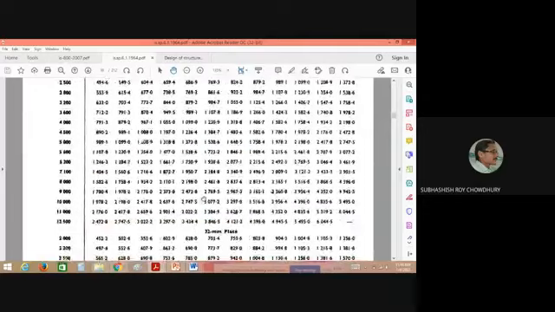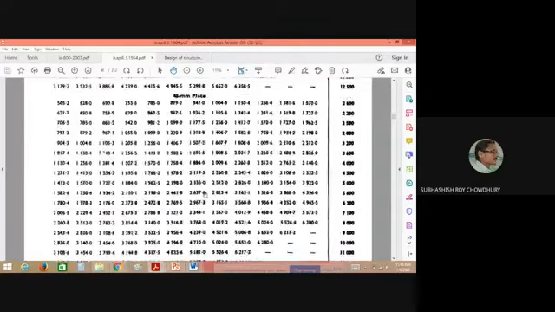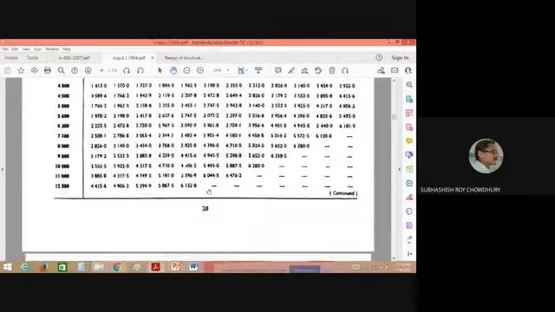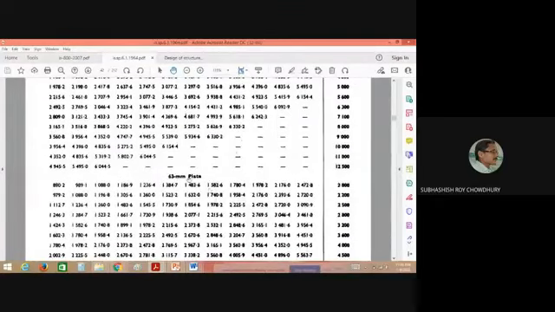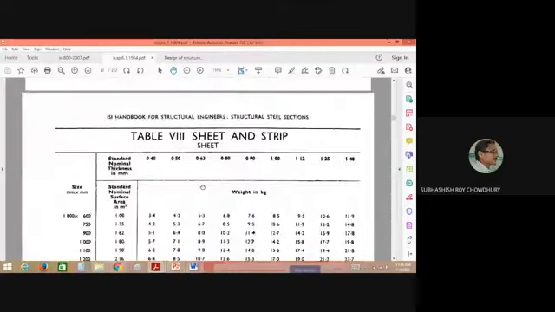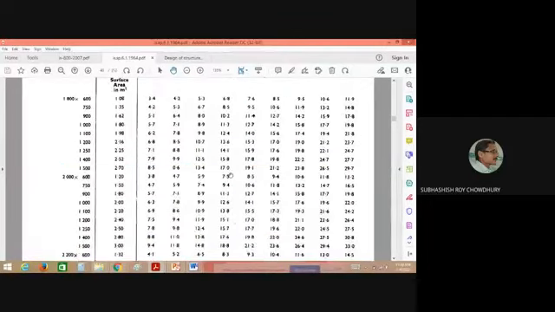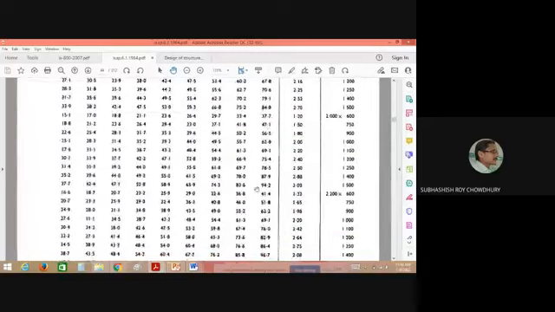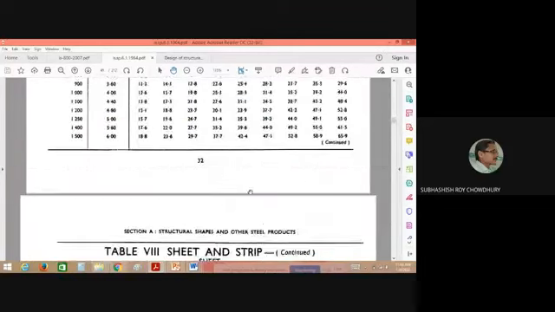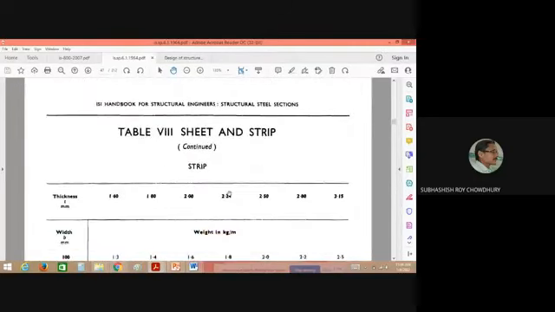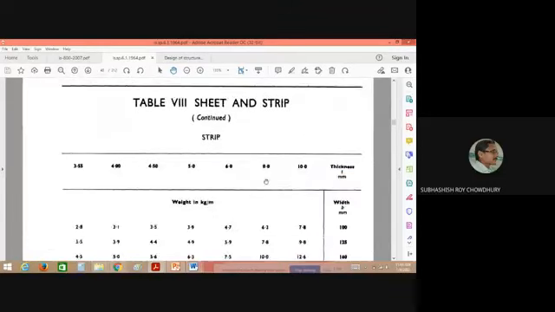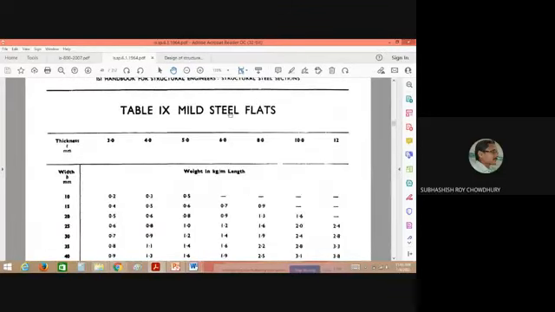Now I will show you another particular part that is called flat. Plate and flat are not the same. This is a plate of 63 millimeter thickness. Sheets and strips are also there, but the flat section is a very useful thing. We may use this in the designing of the connection between the compound sections. So sheets and strips are there, but this is a mild steel flat.